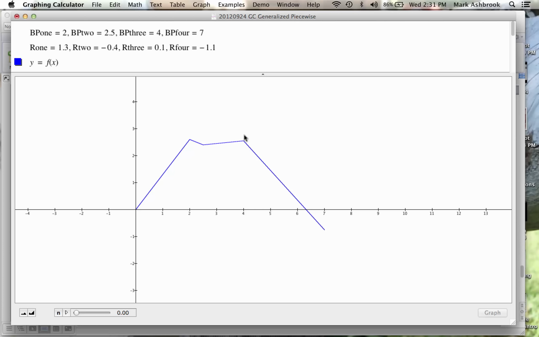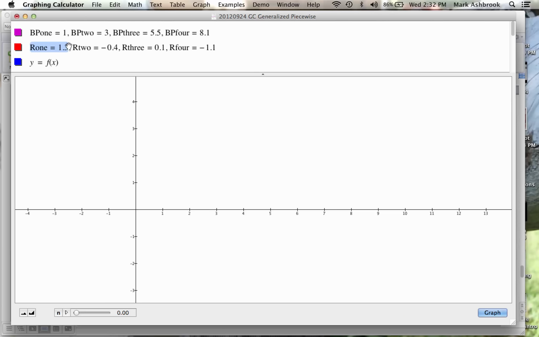you notice what happened is that fourth rate just changed to be negative 1.1 rather than negative 3. So we can come in here, you should be able to change the breakpoints to be anything you want. So breakpoint 1, 1, breakpoint 2, 3, breakpoint 3, 5.5, and breakpoint 4, 8.1, and then we can change the rates.